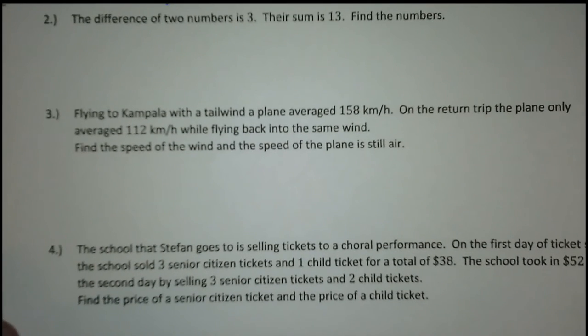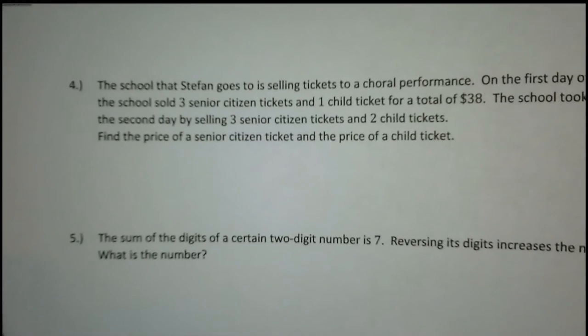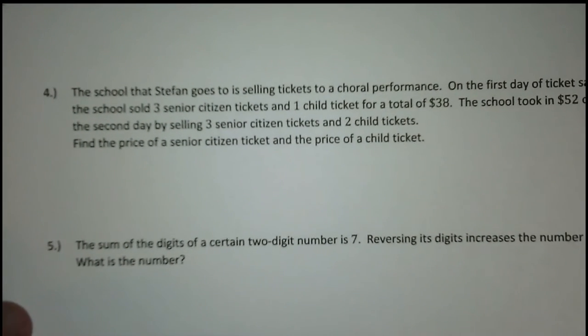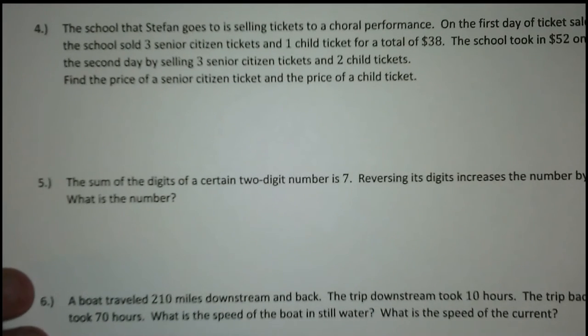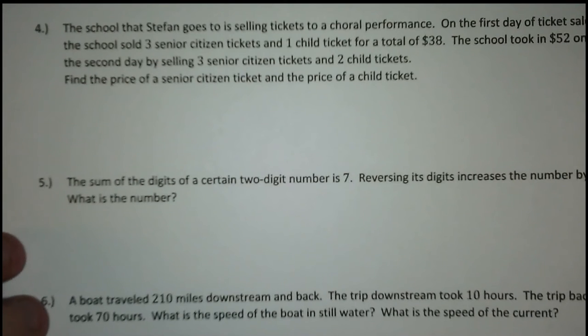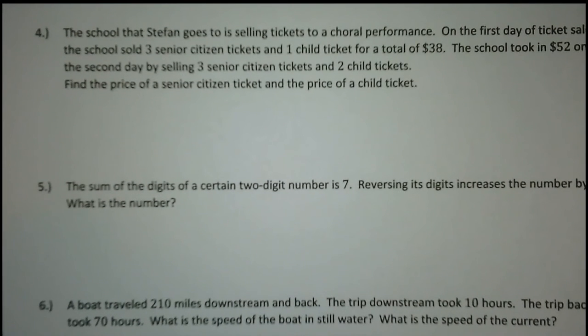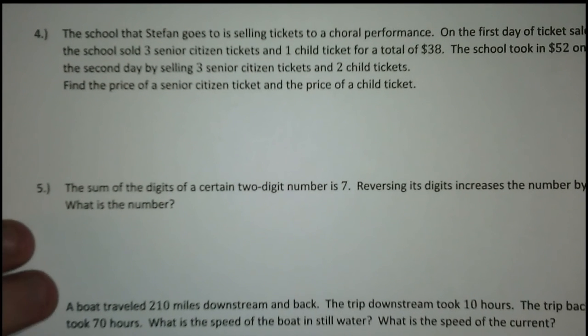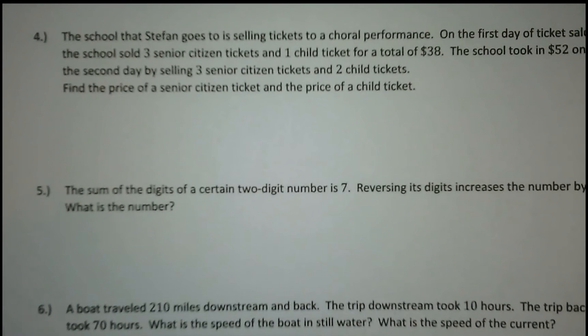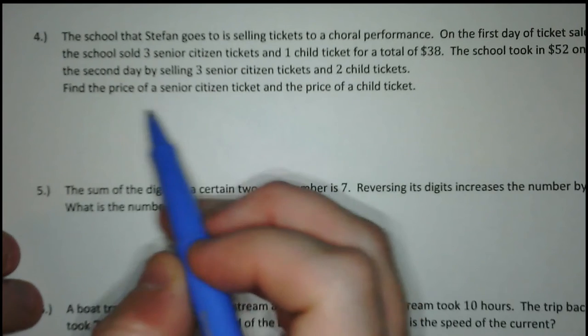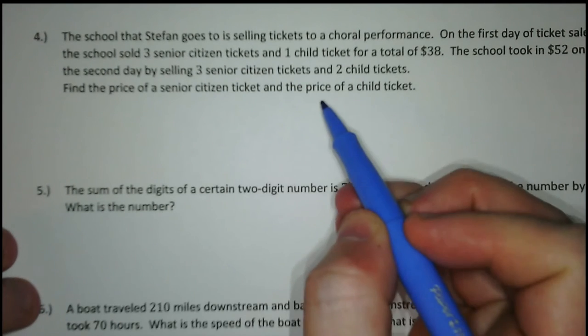I'm going to do number 3. I'm going to go a little bit in a weird order here. The next one I'm going to do for you is number 4. Okay? Let's read it together. The school that Stefan goes to is selling tickets to a choral performance. On the first day of ticket sales, the school sold 3 senior citizen tickets and 1 child ticket for a total of $38. The school took in $52 on the second day by selling 3 senior citizen tickets and 2 child tickets. Find the price of a senior citizen ticket and the price of a child ticket.